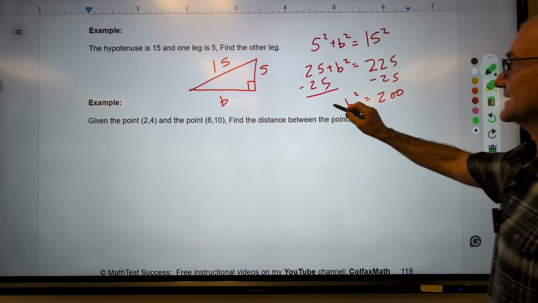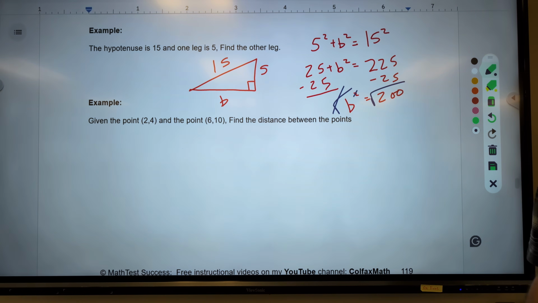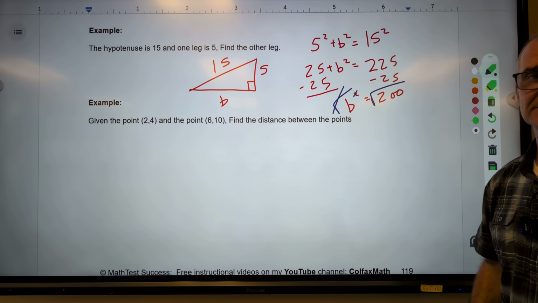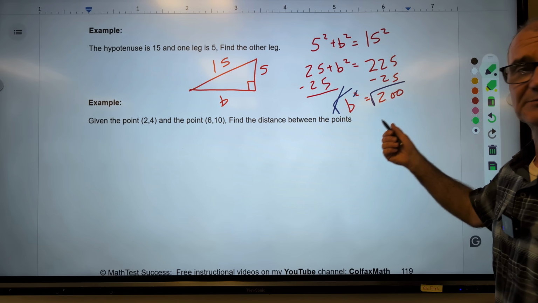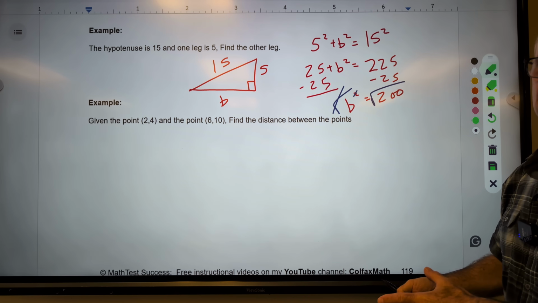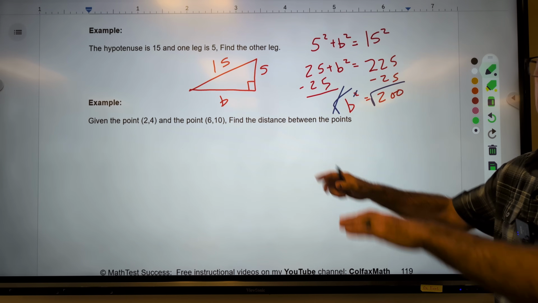Square root of both sides, square root and square cancel. Now I need to figure out what the square root of 200 is. It is not an even number. It's not going to work out to be an integer. But I could simplify that square root, and that's the way you usually do it on any standardized exam. Your solution, if it was multiple choice, would be something square root something.